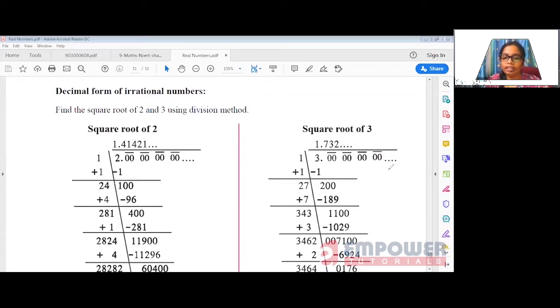Now in this case, suppose I want to find out the value of root 3. So what I am going to do is I am going to write 3 over here, then a set of zeros over here, right?